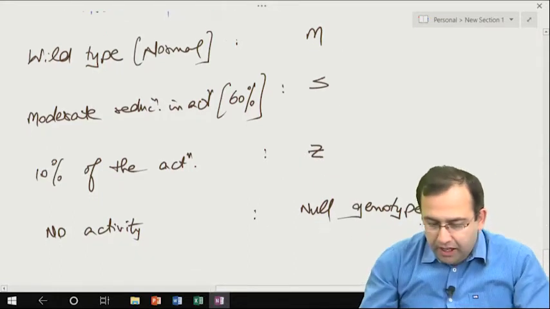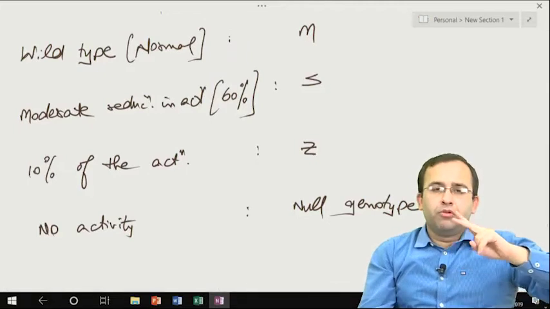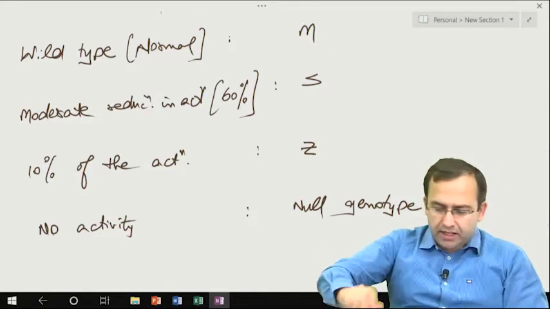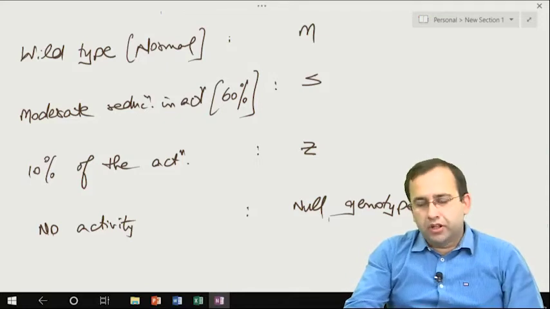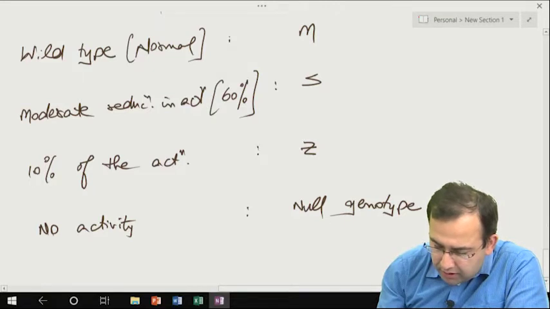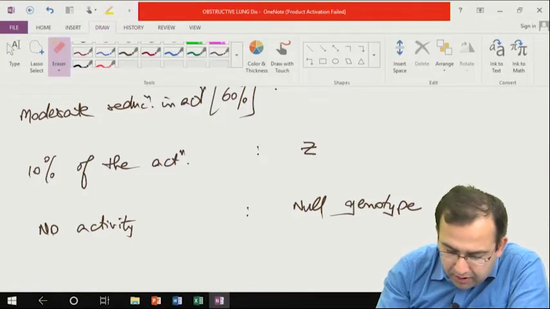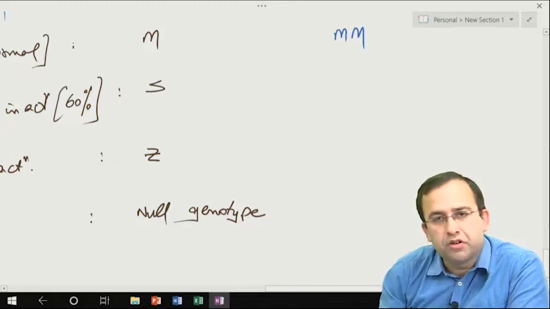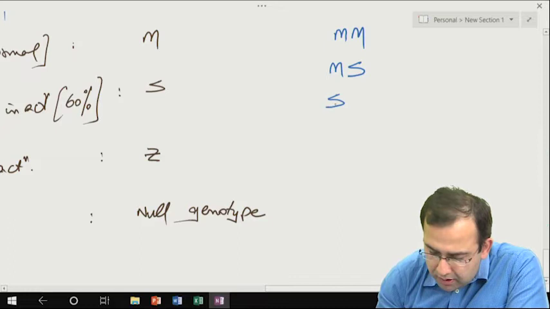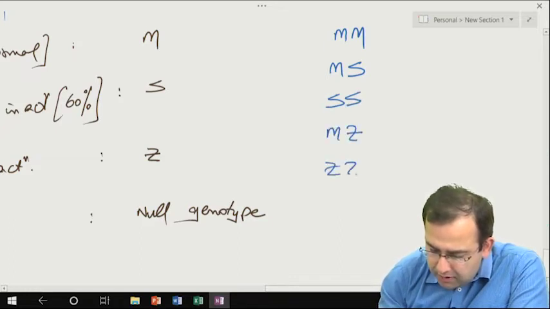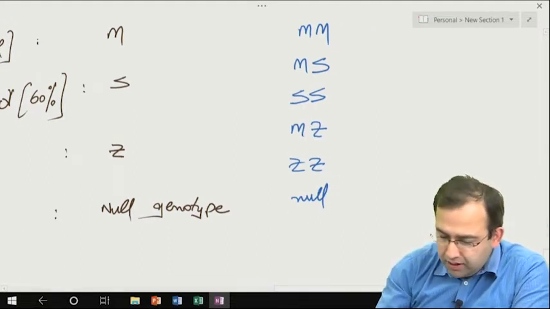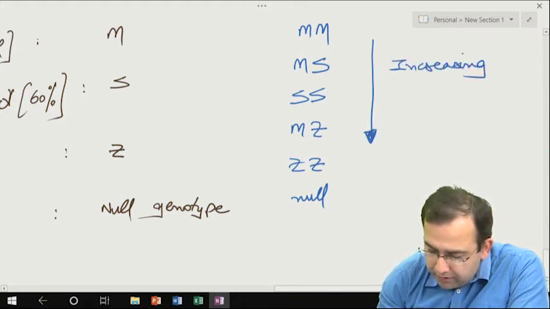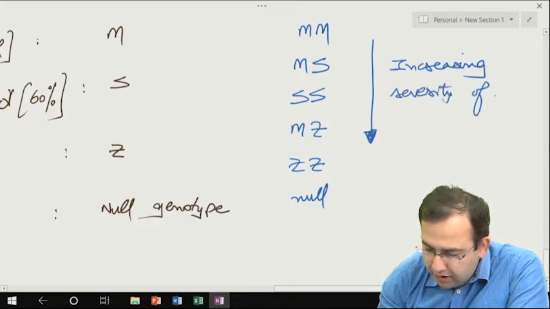Easy to remember. Wild type or normal is M. Moderate reduction is S. My name is Sushant. I always remember it as I'm a moderately nice guy. I'm neither very nice nor very bad. Moderate reduction S. 10% Z. No activity, null genotype. So, if I have to write the increasing severity of the disease, it will be MM, which is normal, followed by MS, SS, MZ, ZZ, and the null type. This is increasing severity of the disease.